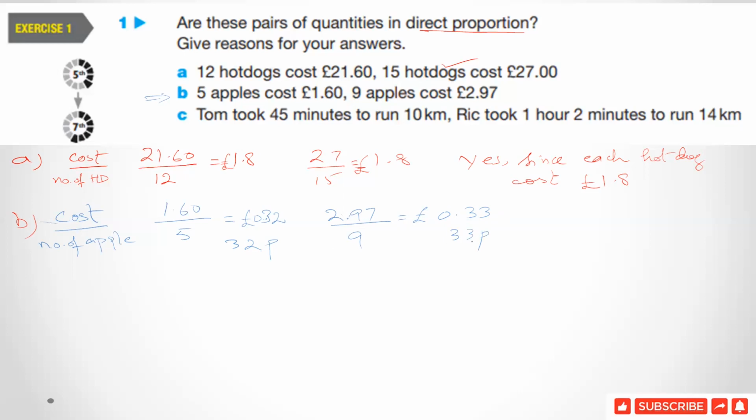What do you say? Is it the same? I don't think so. So we can say here this is no. Why no? It's not a direct proportion relationship because the price of each apple is not the same.